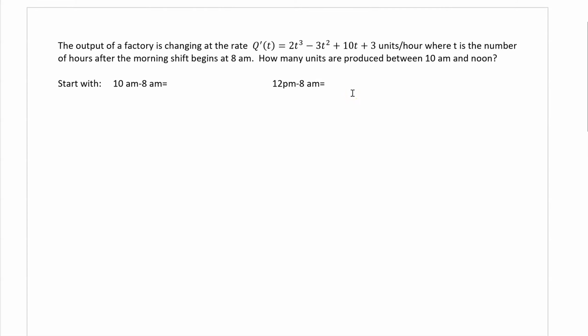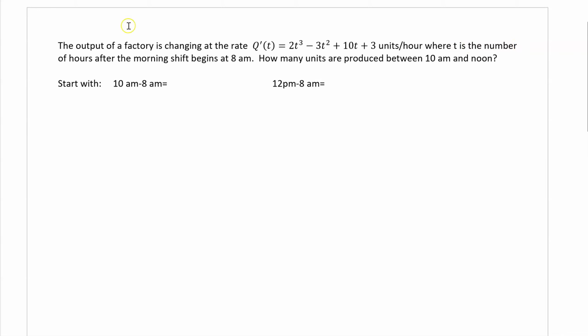So this is one more net change example, and it's a wordy one. That's why I want to do it. The output of the factory is changing at this rate. As the day goes by, they get quicker, they get slower. Like if you think about after lunch, you get a little tired and your production may get a little bit slower, but in the morning you're all hyped up, so you're fairly quick.